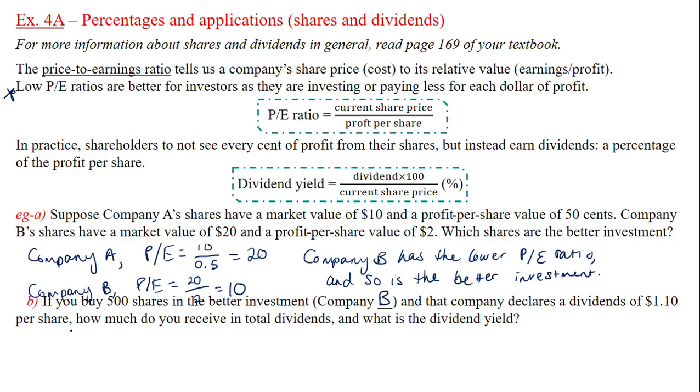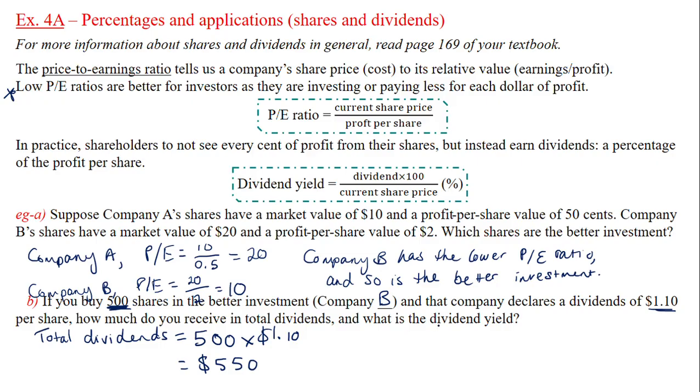The total dividends, there is no formula on the screen, but I will walk you through it. The total dividends equals the number of shares, so we bought 500 shares, multiplied by the dividend per share. So we need to multiply the two numbers provided. And what we get is $550. So that is your payout. That's how much money you actually see.